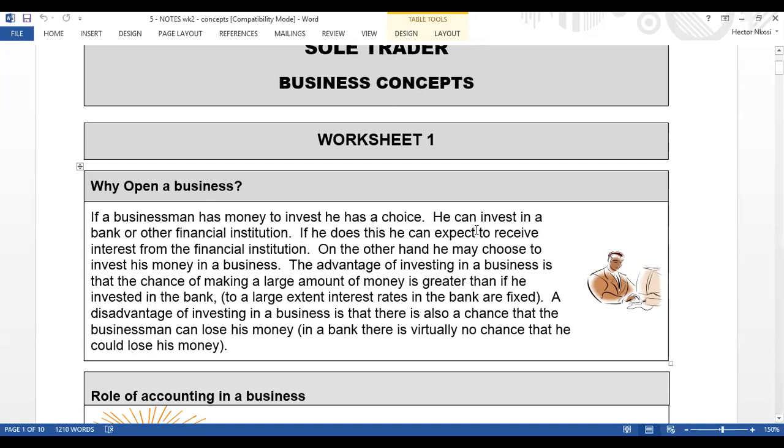If he does this, he can expect to receive interest from the financial institution. On the other hand, he may choose to invest this money in a business. We know other people invest money in a business. Remember also other financial institutions, it can be you investing in buying shares in a certain company, you are investing, right? The advantage of investing in a business is that the chances of making a large amount of money is greater than if invested in the bank, basically.